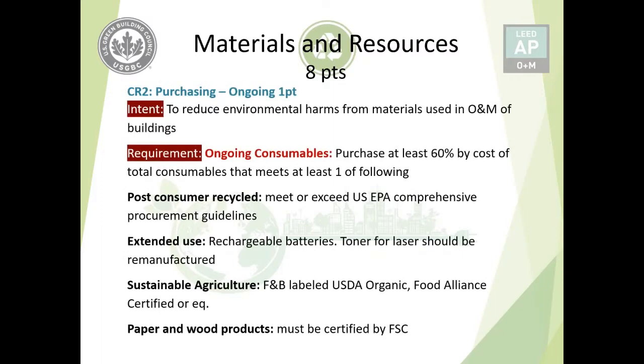And we know that we are dealing with the first section, which is the incoming part, the incoming materials inside the building or the facility. So the purpose is to reduce any environmental harms that come from these materials that are purchased or used in the operation and maintenance of the building or the facility. We know that it had two parts. The first was the ongoing consumables, and the second one is durable goods. So the same pattern would follow for the credit.